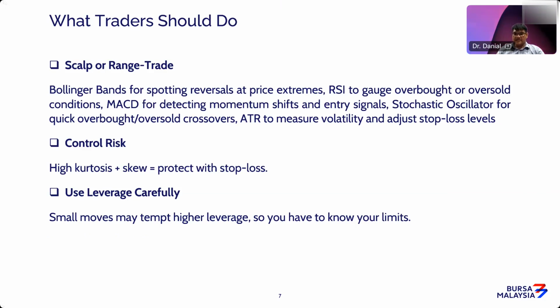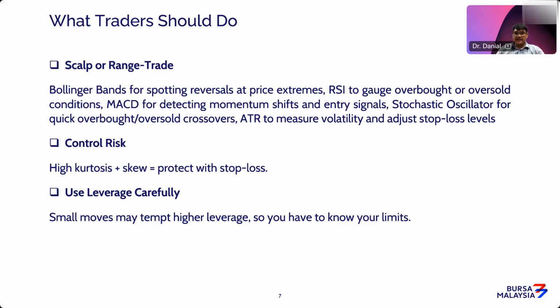MACD, stochastic oscillator. Other than BB, I also personally, however, when I say personally, it's not necessarily that you need to follow. It depends on the market, it depends on the timing. Some of the time RSI can be used better than stochastic or BB. Some of the time you may consider ATR, average true range. Some of the time you can consider MACD. Although it's the oldest, I would say it's still relevant for detecting momentum shift and entry signal.